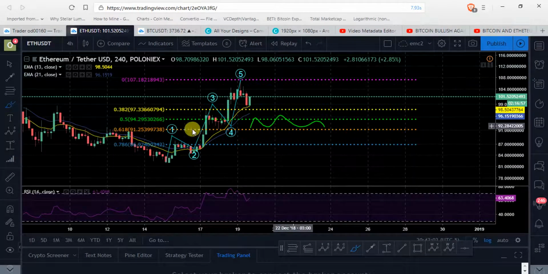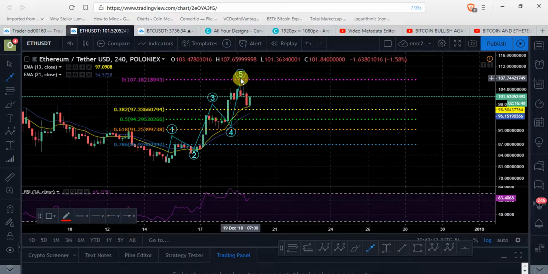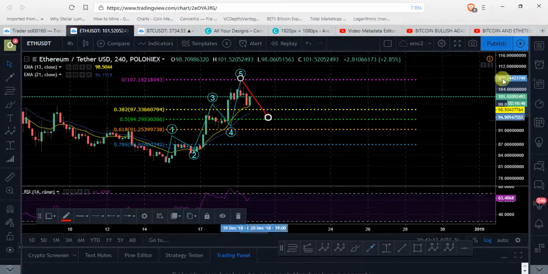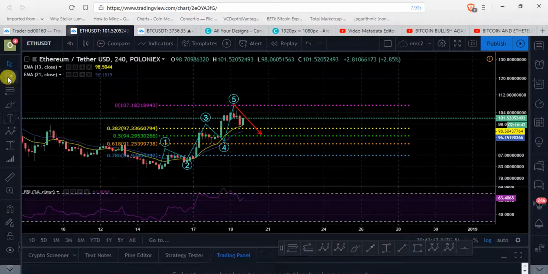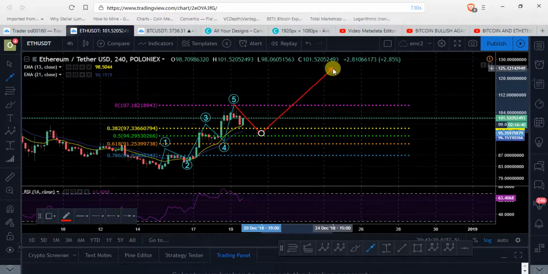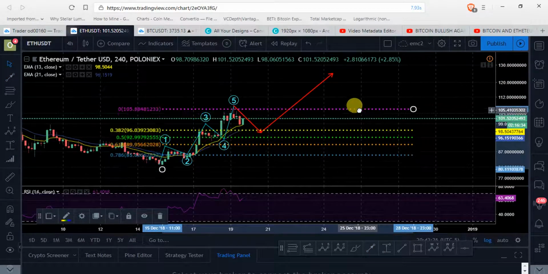So let's just get to the point now. Okay, so what do we expect? We expect a 50% retracement down here, right? And then where can we target for our next projection? At least a 1-to-1 extension, right? At least a 1-to-1 extension.